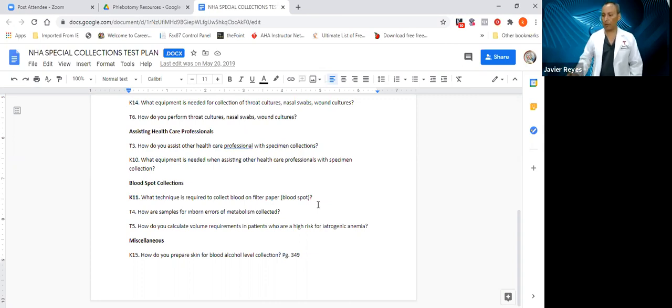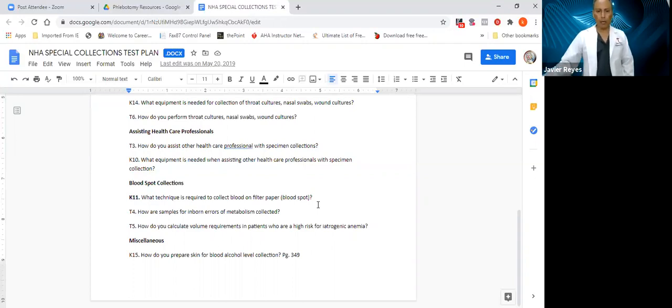So we have PKU, we have hypothyroidism evaluations, we have, what's the other one, the common one? Hold on, guys, let me remember. There's PKU, hypothyroidism, there's one more I'm trying to think.